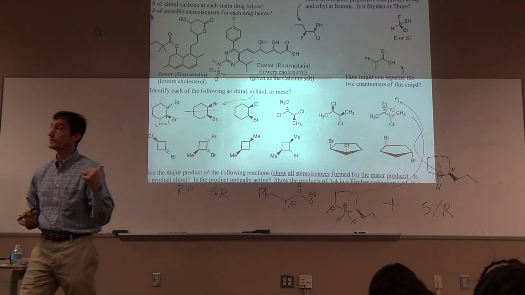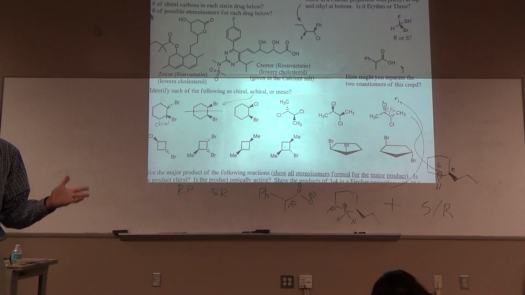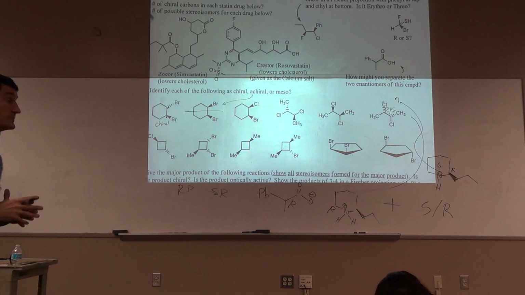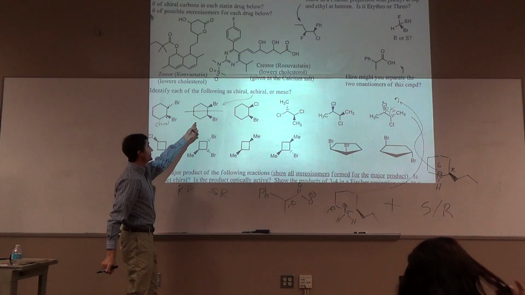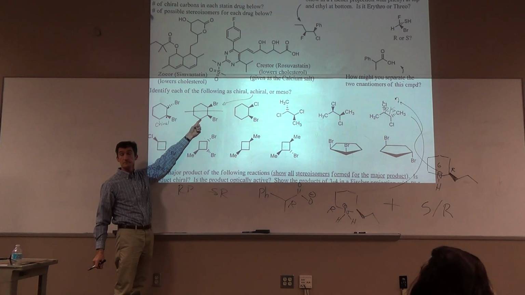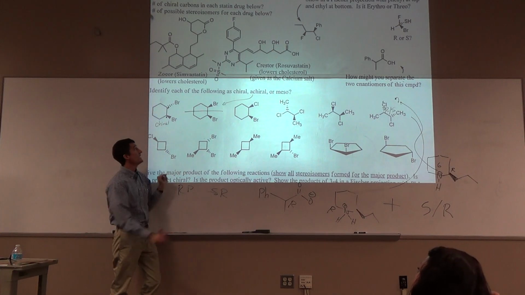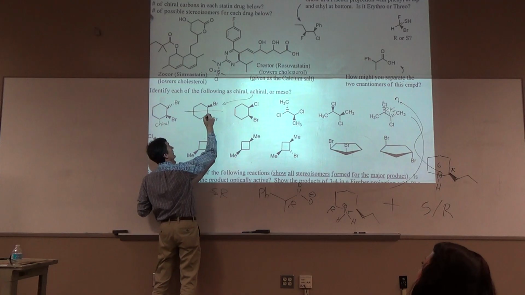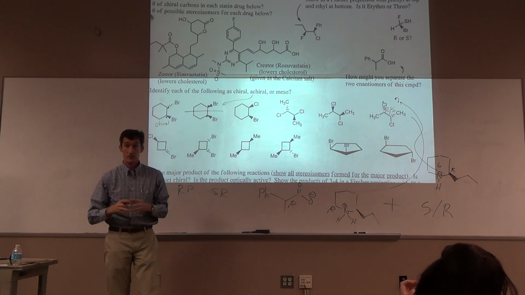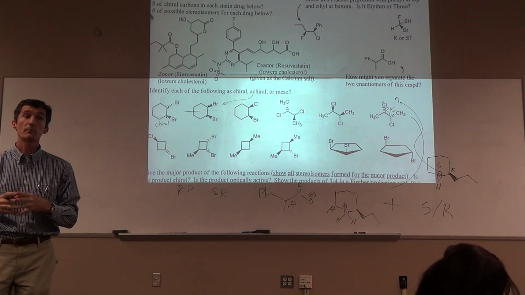What does that mean to us? The mirror image is going to be different. Like your hands, the mirror image is different. Will the mirror image of this be different? Mirror image is the same thing. That's what achiral means. Now this has two chiral carbons. That is chiral and that is chiral. Those are chiral carbons, but as a whole, the molecule is not chiral.